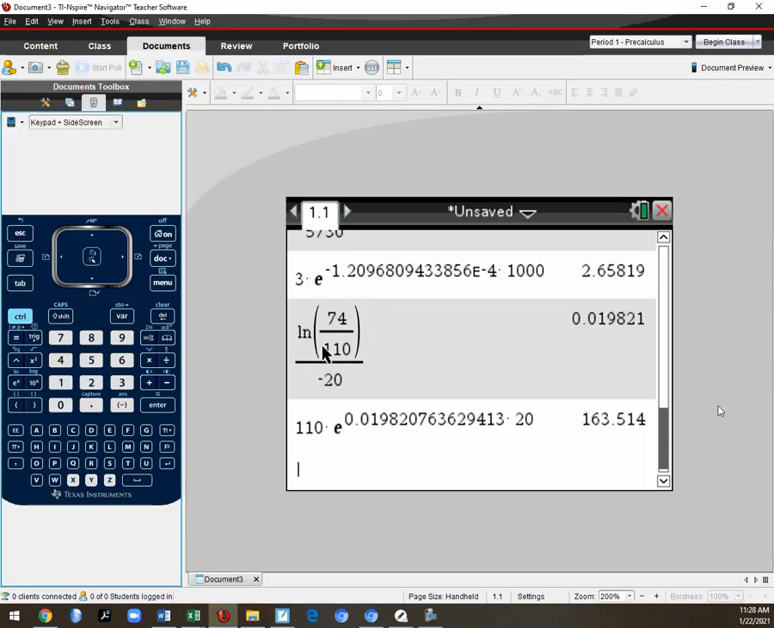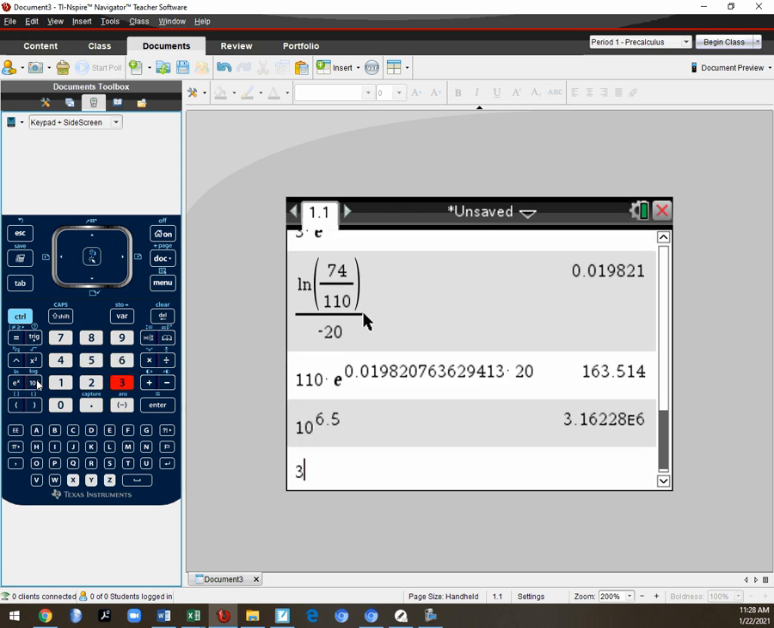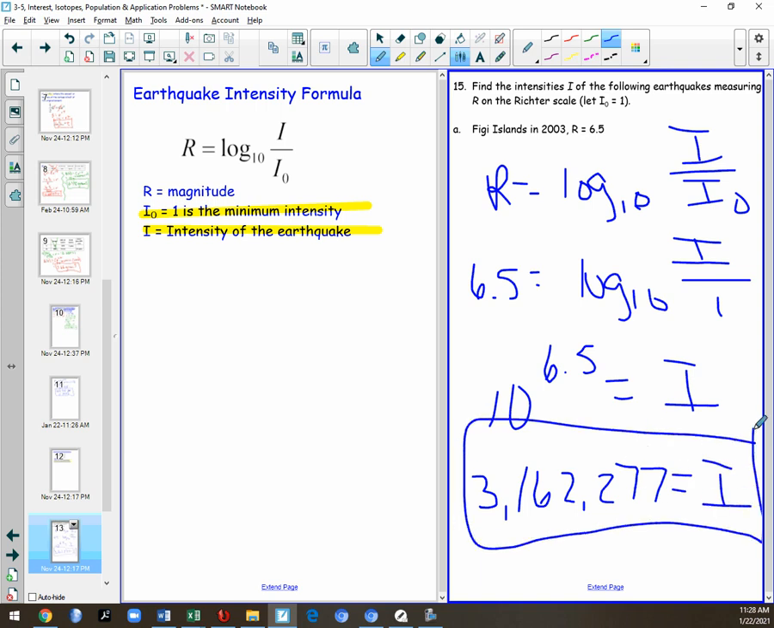So if I come over to my calculator, that is going to be 10 raised to the, and I actually have a button for this, so I'll show you that button right here, 10 to the 6.5, and this is what you get. So if I arrow over to the right, you are going to have an intensity of 3,162,277. That is the intensity of this earthquake. Okay.